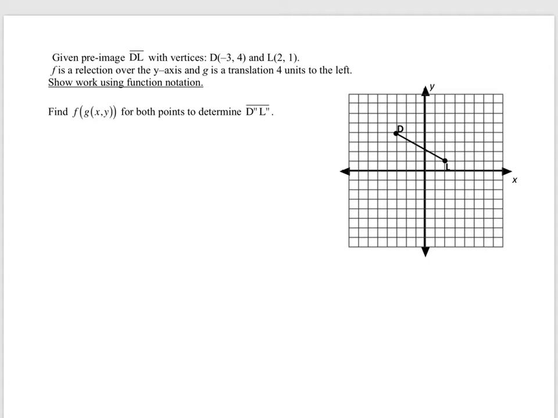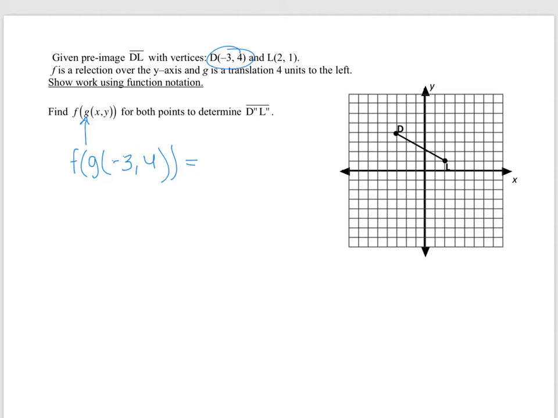And if we think order of operations, we start in the inside. So we're going to do the same thing here. We have to do the g transformation before we can do the f transformation. So I'm going to say f of g of, and I'll start with the point D. So that would be -3, 4.